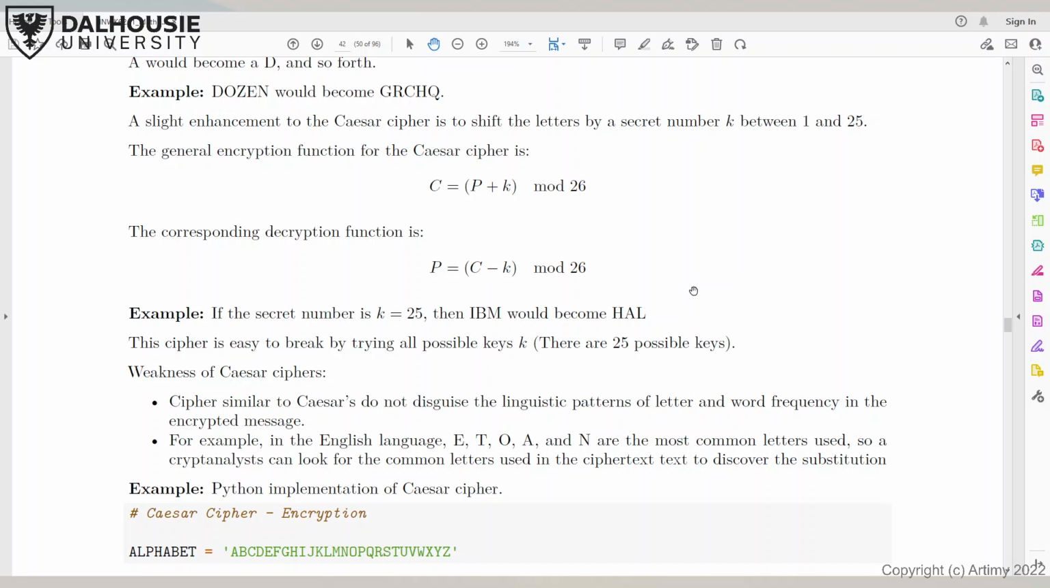I can use the same algorithm, which is shifting, and the same key to retrieve the original message. So how do I do that? Well, I'll take C, which is the ciphertext, minus K, mod 26. So in other words, I'm shifting back left, right? So for encryption, I shift right. For decryption, I shift left, right? By the same number.